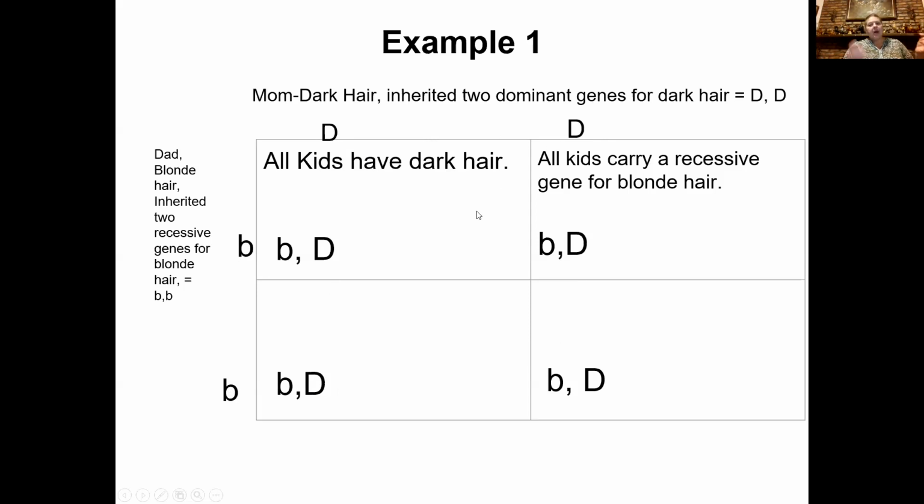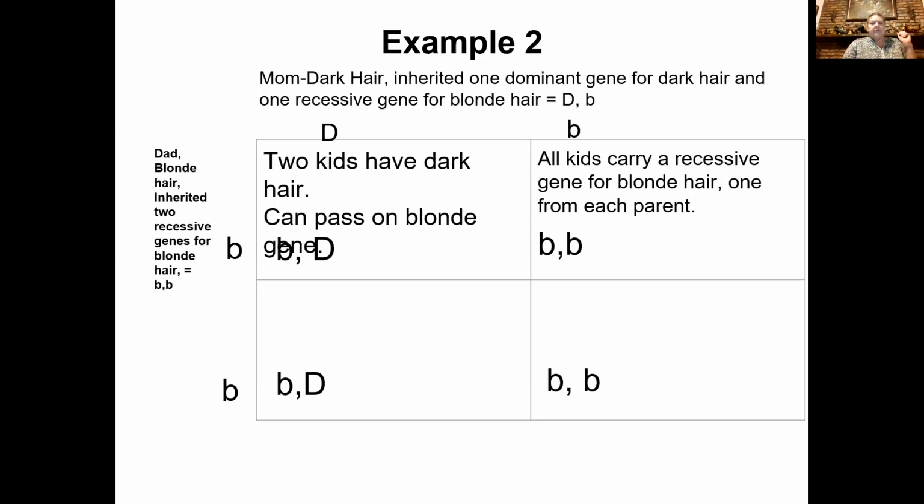Okay? And you're probably thinking, oh no, I know people with dark hair with blonde kids. Look at me, dark hair, blonde kid, right? How does that work? If I only had 2 genes for dark hair, I would have no chance of having a blonde kid.